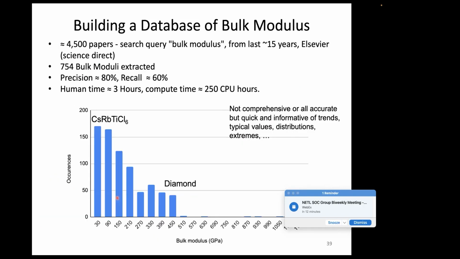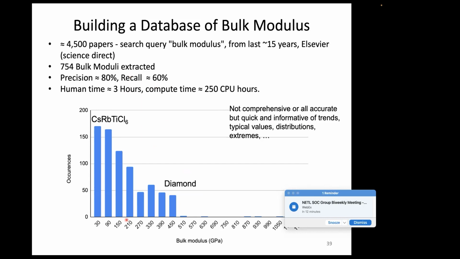We went through about 4,500 papers in the last 15 years. We extracted about 750 bulk moduli. We can estimate really how well we're doing by reading the papers by hand. We get about 80% of the stuff we find right. We find about 60% of the stuff that's there. So it's definitely not perfect. We don't read tables, for example, but you do get a meaningful and useful database.